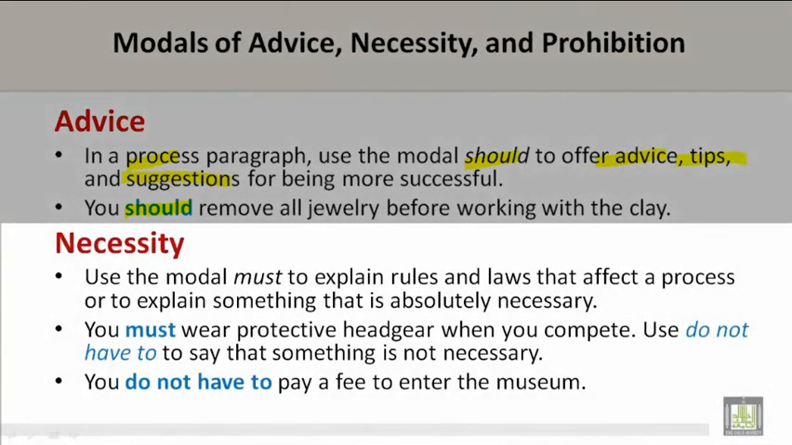Necessity. Use the modal must to explain rules and laws that affect a process or to explain something that is absolutely necessary. For example, you must wear protective headgear when you compete. Use do not have to say that something is not necessary. You do not have to pay a fee to enter the museum.